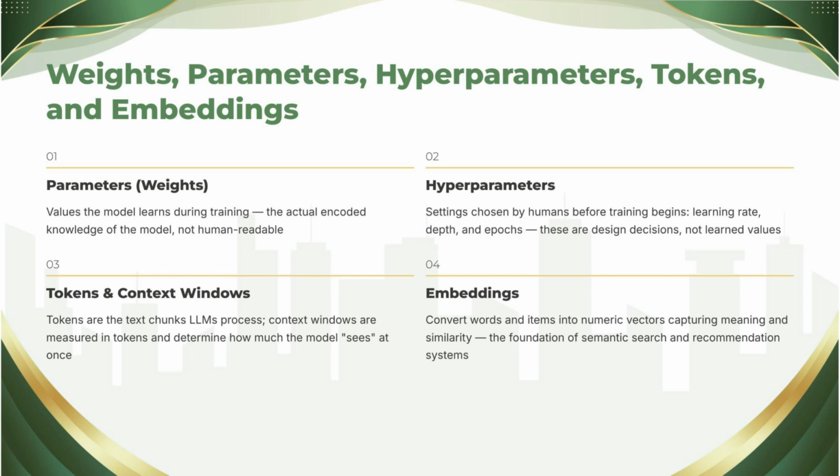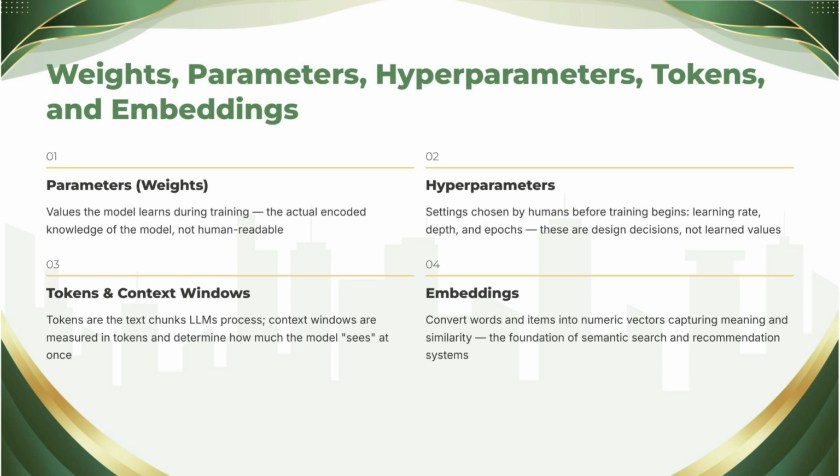Hyperparameters are different, and here's the distinction that matters. Parameters are learnt by the machine. Hyperparameters are chosen by humans before training begins. Things like how fast the model learns or how complex it's allowed to be. Human choices, human accountability, and yes, human audit trail. Ask who set them and how.